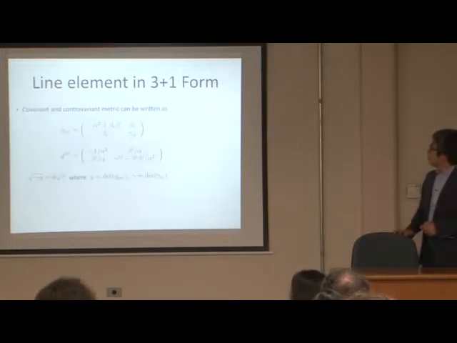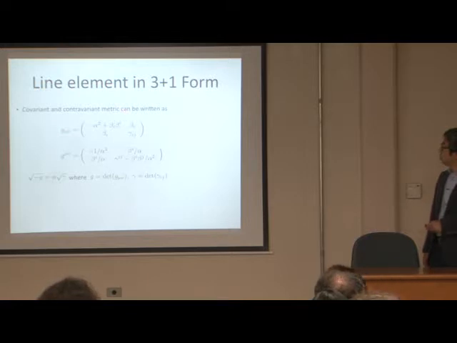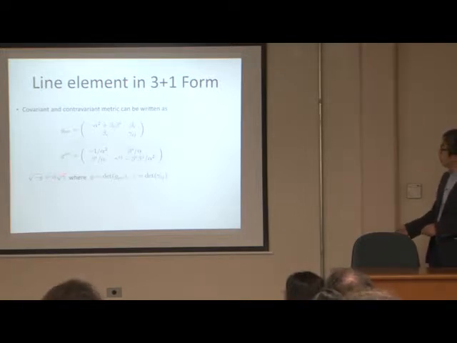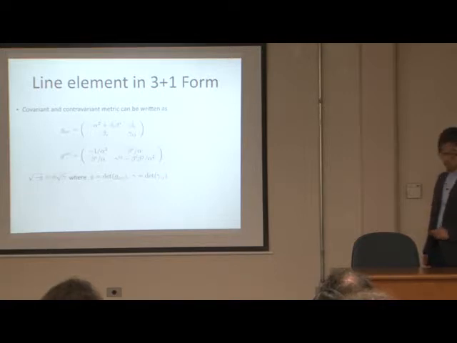The covariant and contravariant metric can be written here. This is the 4-metric, written like this, with the covariant metric and the contravariant metric terms. Also, we use the determinant of g. The metric determinant is related to alpha times the determinant of gamma, where the determinant of gamma is the determinant of the 3 spatial metric gamma. Okay, so this is a similar calculation.